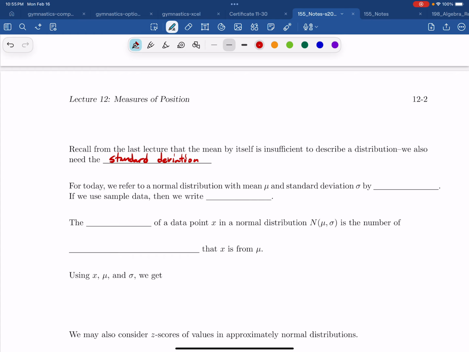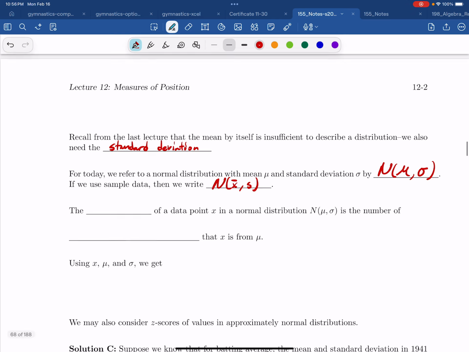Now, we're headed in the direction of analyzing the normal distribution, and for this section, a lot of what we do will analyze the normal distribution. So remember, that's just the bell-shaped curve, symmetric bell-shaped curve. So we're going to denote the normal distribution with mean, mu, and standard deviation, sigma, like so. Be clear that is a sigma. If we use sample data, then we'll just call it x bar and s, right? We use English letters for sample data.